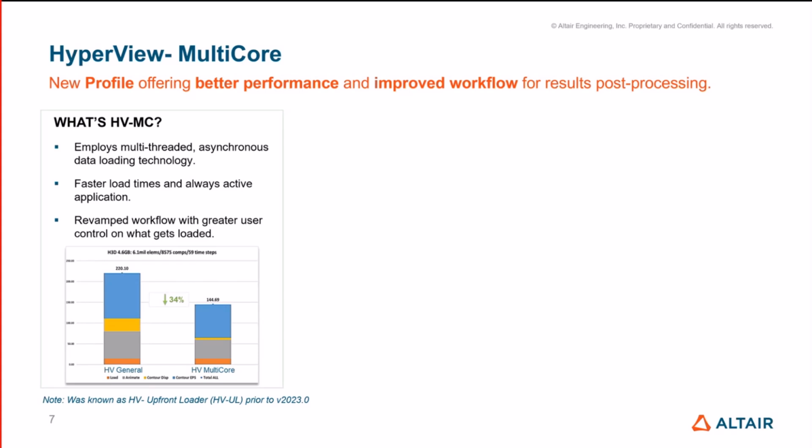So as you can see in this small chart I'm showing on the screen, this was an internal benchmark, and you can see that in this particular case, we have about a 34% gain in total loading time. That's the time to load the model, animate the results, and contour some results from the file. So overall, HyperView multi-core, to summarize, offers better performance and a much better workflow.